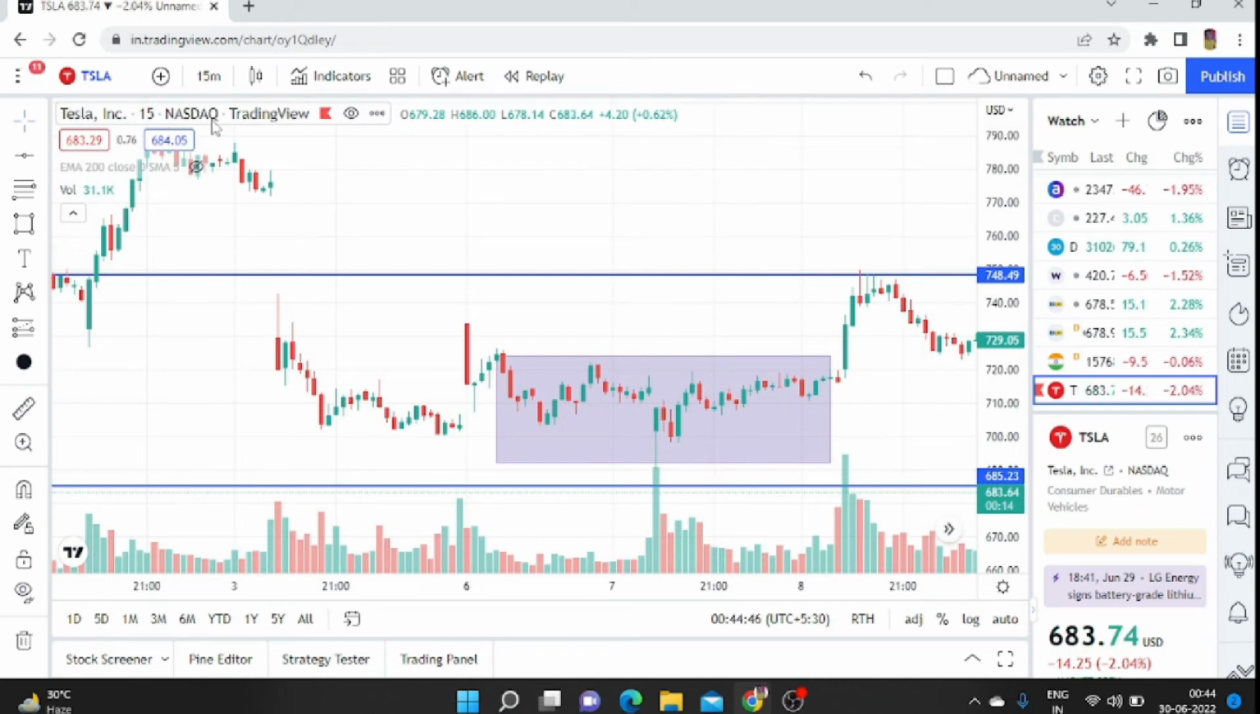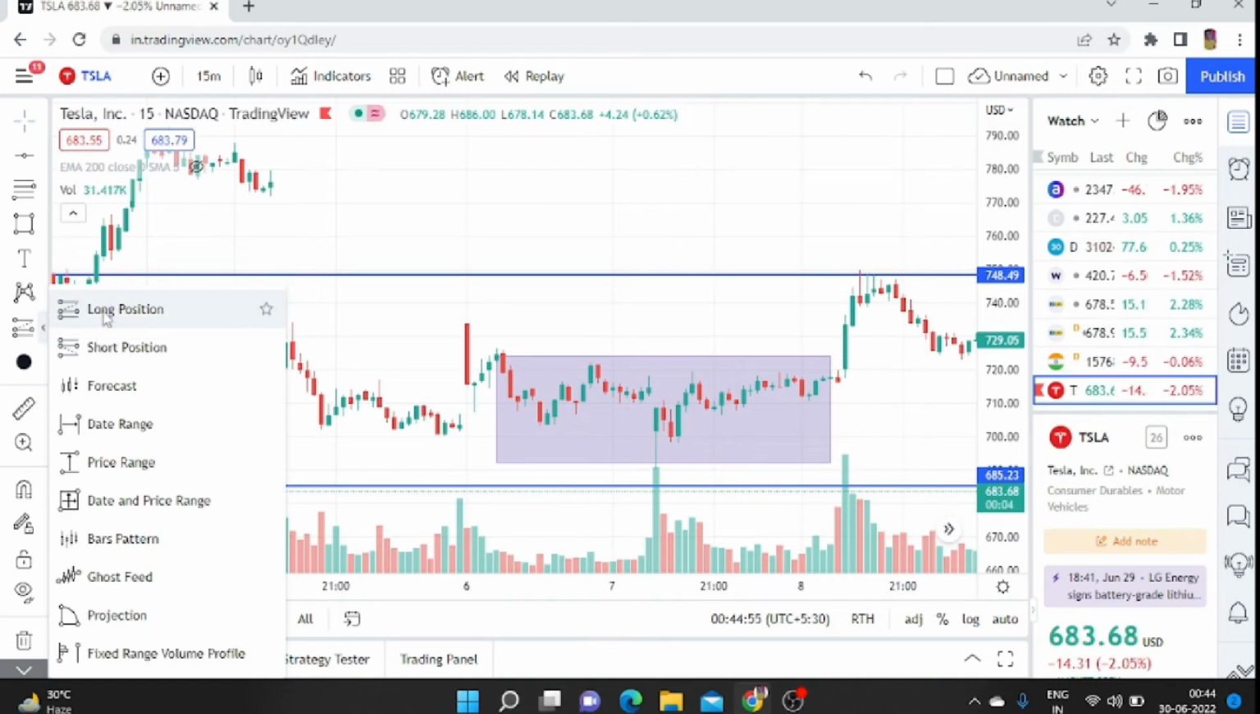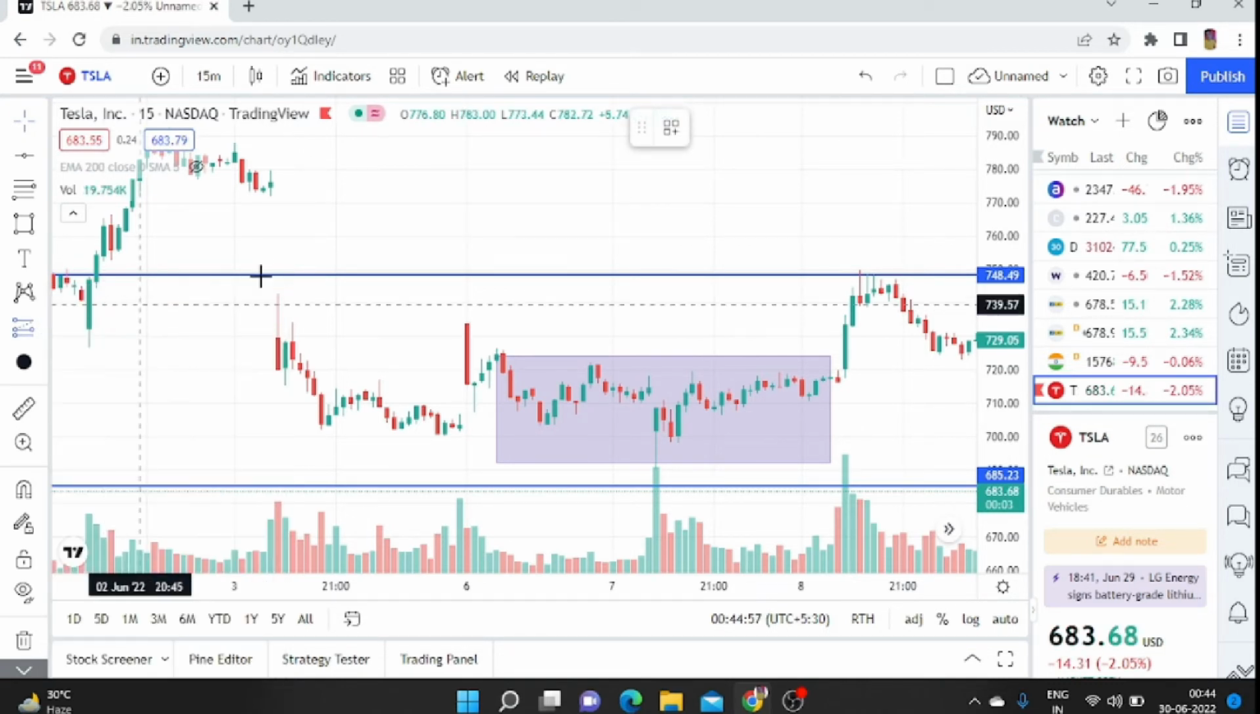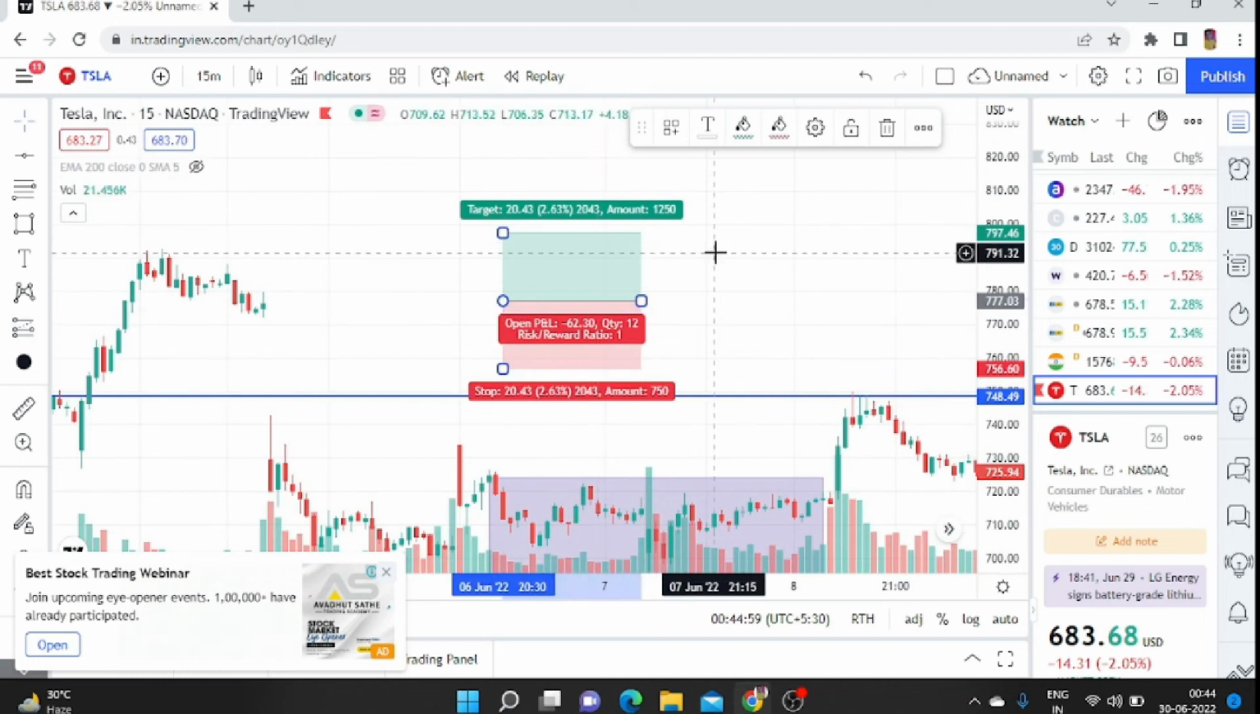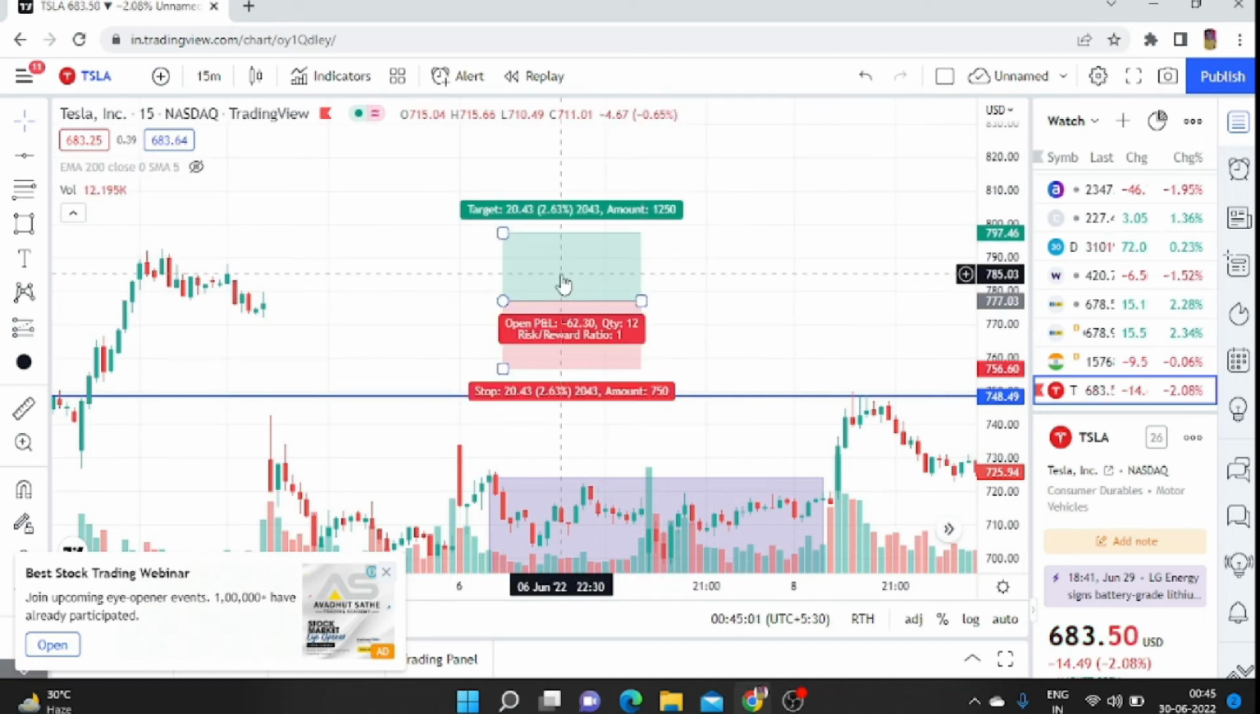Now moving on to the next, we have the short and long position. So you can see a long position over here. Basically, the short and long position tells you about the risk and reward ratio of your trade. By default, it is 1 is to 1 risk to reward ratio. You can change it according to your quantity and your trade.